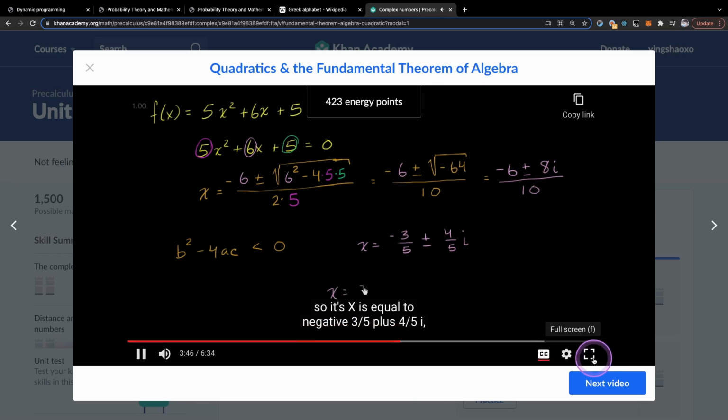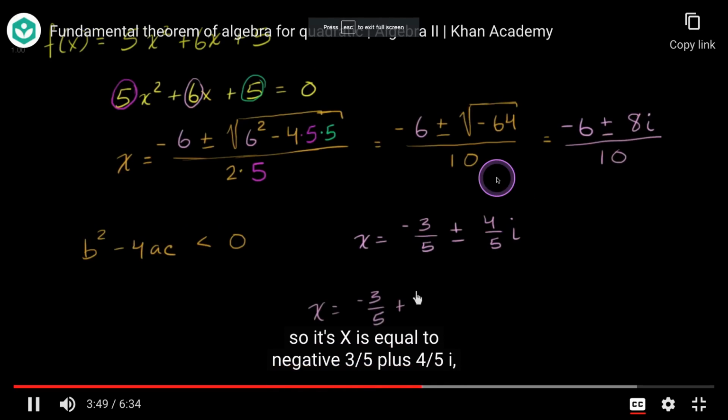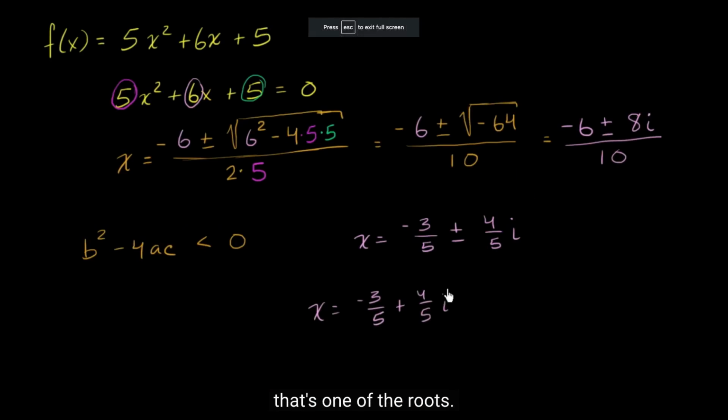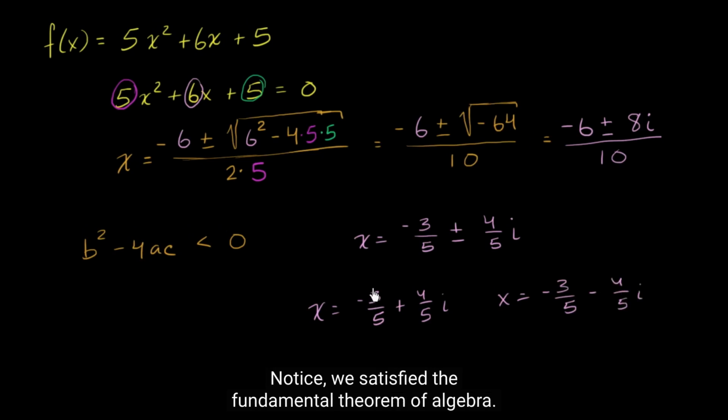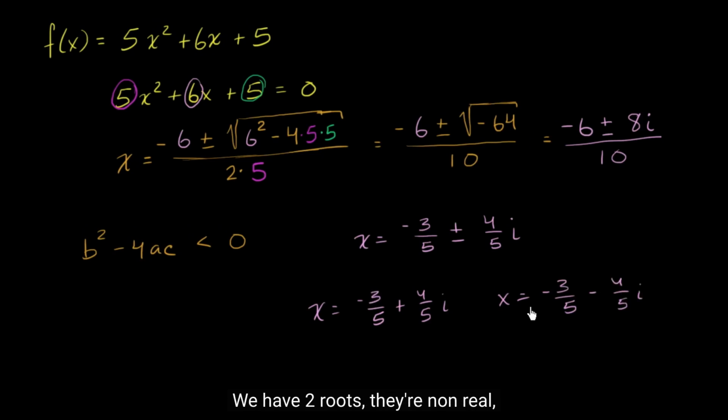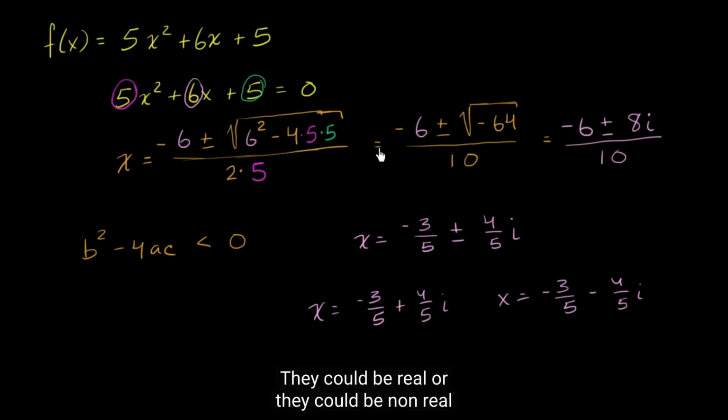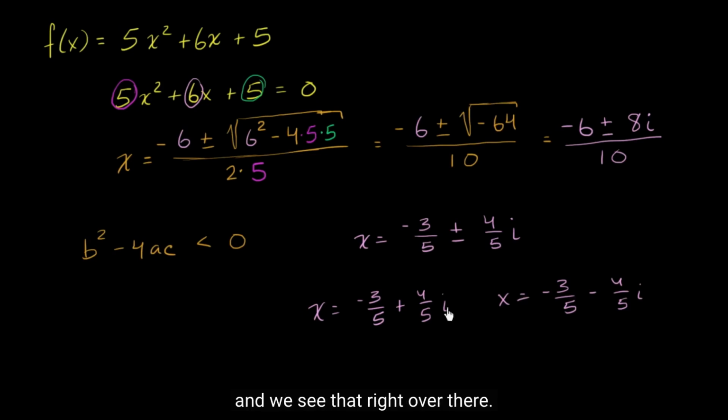x is equal to -3/5 plus 4/5 i, that's one of the roots, and then the other root is x is equal to -3/5 minus 4/5 i. Notice, we satisfied the fundamental theorem of algebra. We have 2 roots. They're non-real, but the fundamental theorem of algebra says, hey, look, if we have an nth degree polynomial, we're going to have n complex roots. They could be real or they could be non-real, and we see that right over there. We also see that they are conjugates.